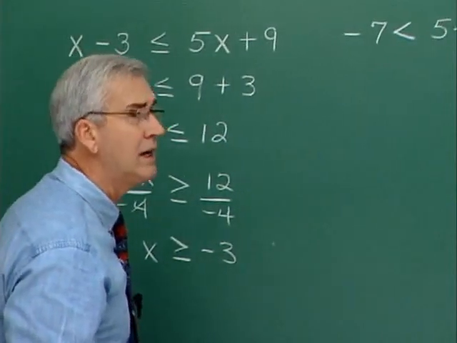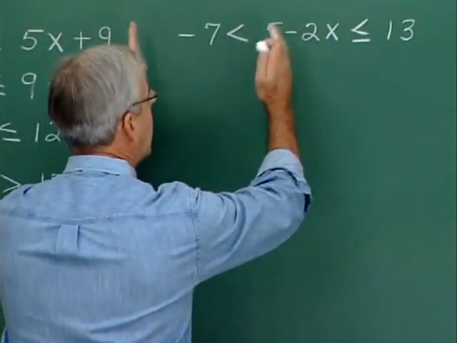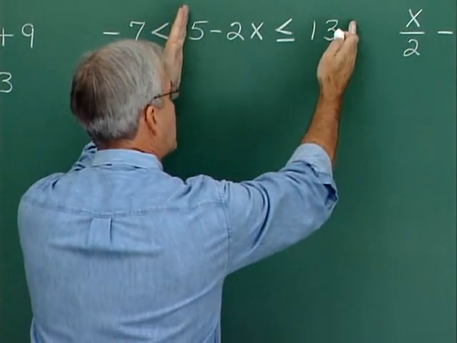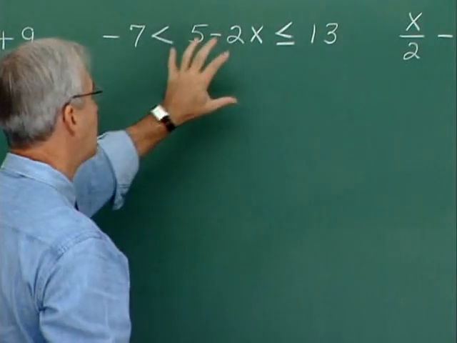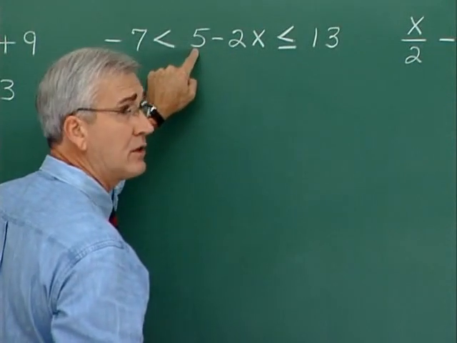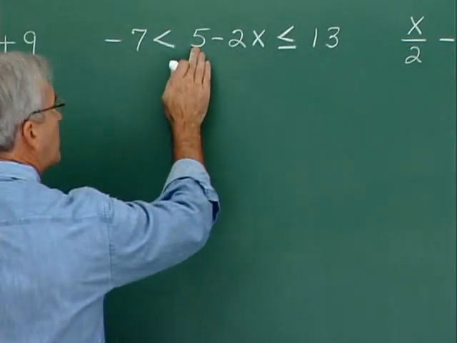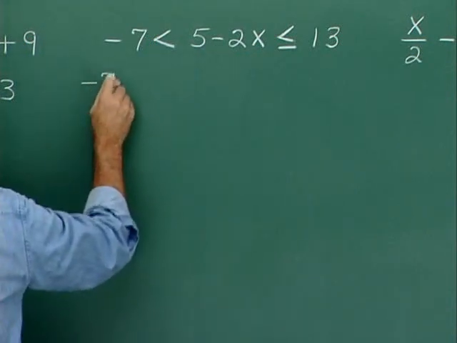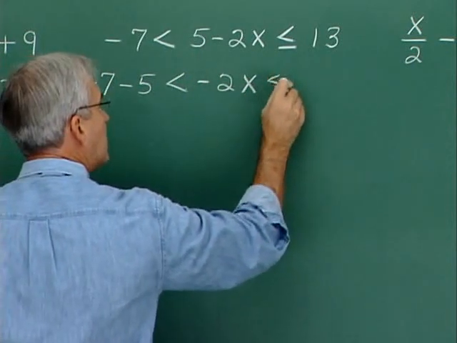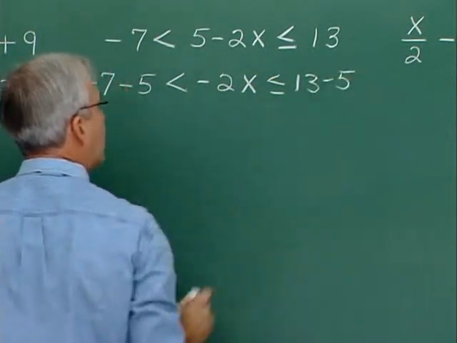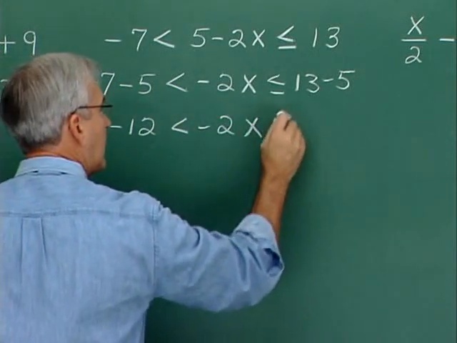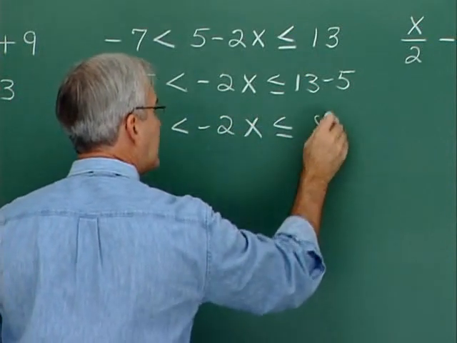Here's another kind of inequality. It's actually a couple of inequalities in one. It's -7 is less than this expression, and this expression is less than or equal to 13. To solve an inequality like this, we want to isolate x in the middle. And to do that, we'll clear the constant first. We'll subtract 5 in all parts, so we have -7 minus 5. When we subtract 5 in the middle, it'll go out. And then on the right, we get this. Now collecting, we have -12. And on the right, 13 minus 5 is 8.